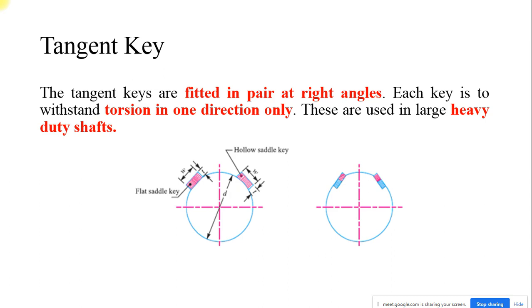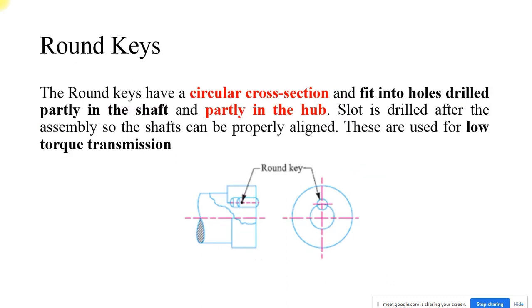The reason why they are fitted at a right angle is that whenever you want to transmit heavy duty torque, this type of tangent key is used. So that the transmission of torque would be very high whenever we are using a tangent key. Okay, then coming to the round keys.